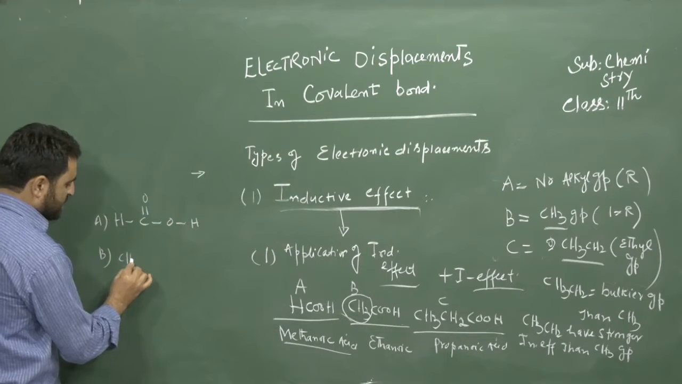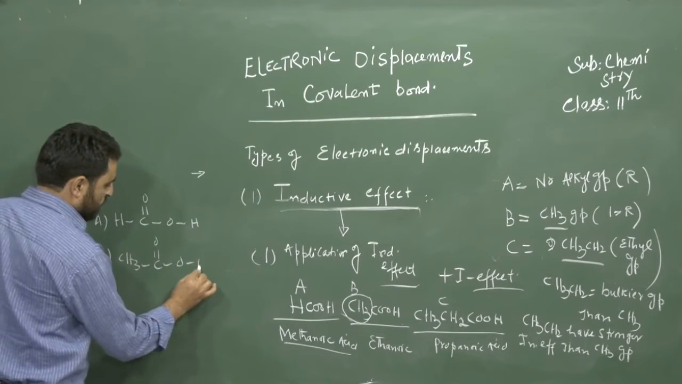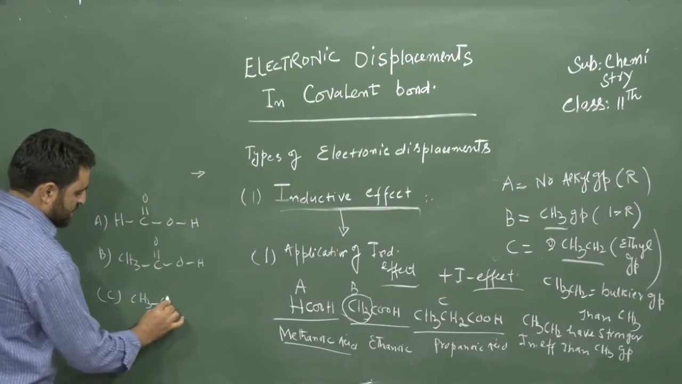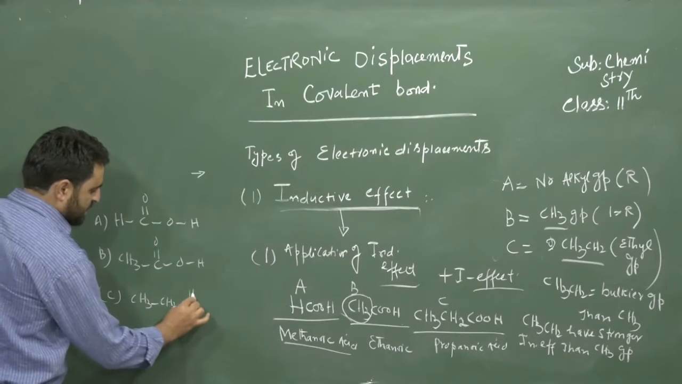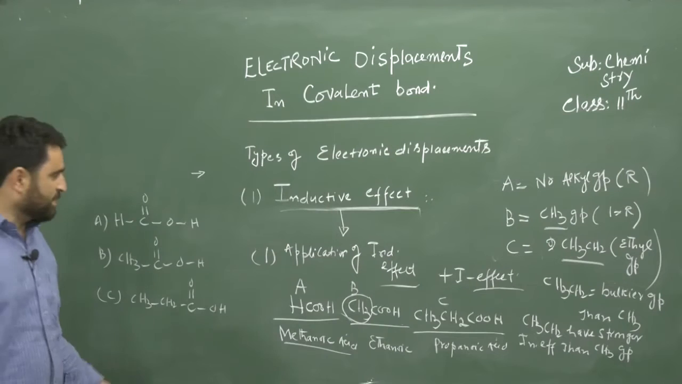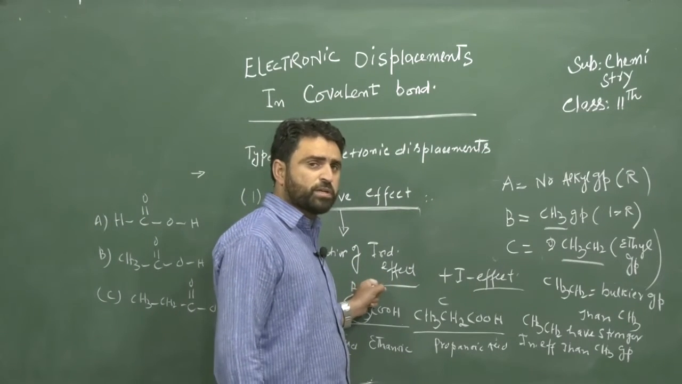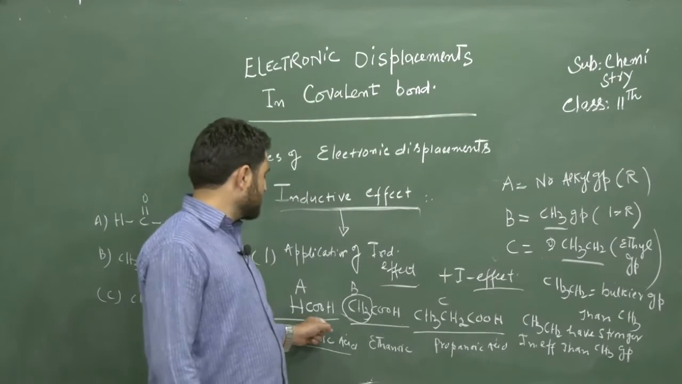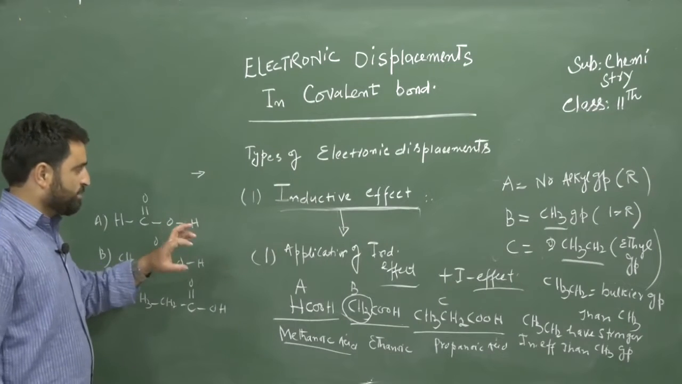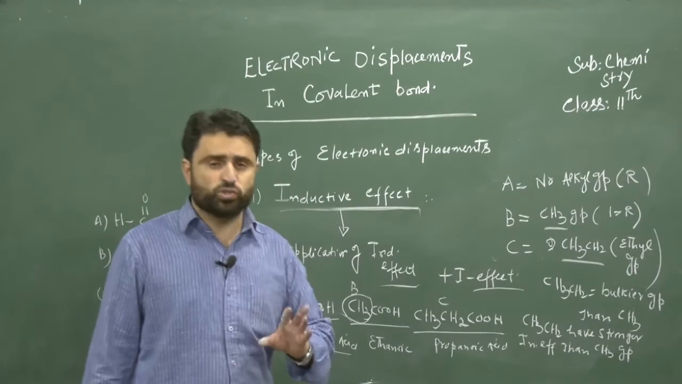For example, I will write three acids. Inductive effect sometimes decides whether the acid is strong or weaker. There is some example, number one. If I write two acids, HCOOH, then I will write CH3COOH, then I will write CH3CH2COOH.